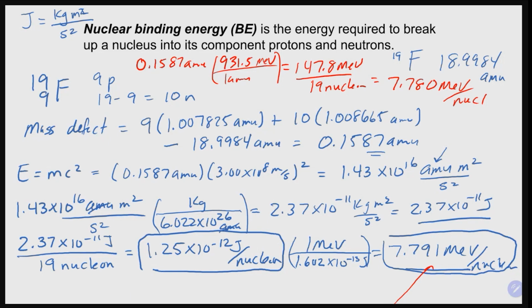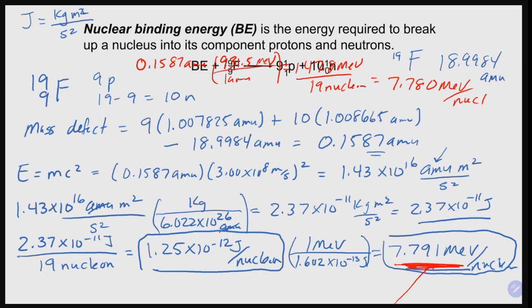And again, this is a measure of stability. The higher this number is per nucleon, the more stable that nucleus is. So that's another way, in addition to the N to Z and the even and even, that you can measure stability if you're comparing nuclei together and want to see which one's maybe more stable. Any questions on that there?